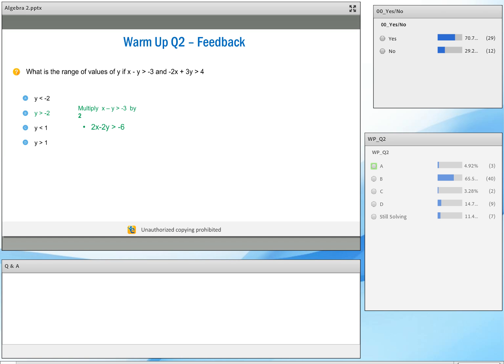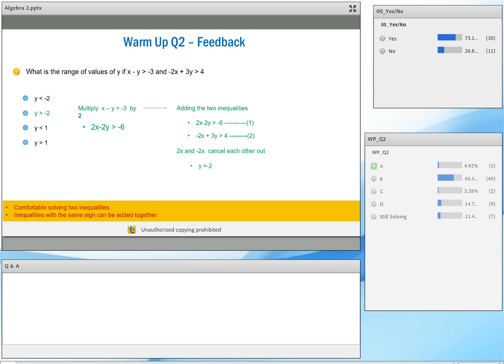So again, you multiply one inequality by 2, essentially bringing both the inequalities in similar form, so that you can cancel out stuff, and then you add the 2 inequalities, and then what you end up getting is y is greater than -2, because that's what you needed. You needed to find the range of values of y. Okay, so there were quite a few of you who were not able to solve the question, and a number of you could not solve the question correctly. So again, my feedback to you is that you need to learn the basics of inequalities. Okay.